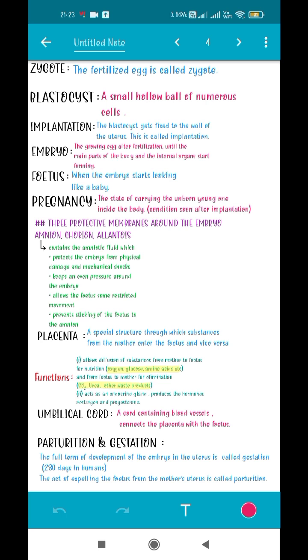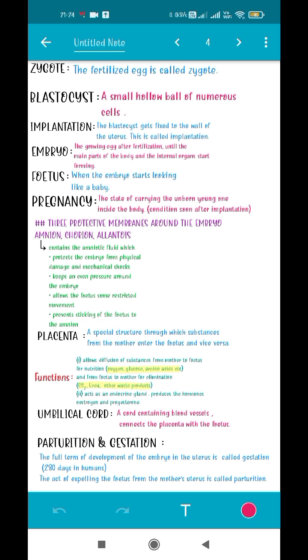Out of this, amnion we are going to learn in detail. So the amnion contains a fluid which is known as amniotic fluid, and obviously because a fluid is there, it will protect the baby from mechanical injuries and shocks. Also it keeps an even pressure around the embryo so that the embryo does not face any extra pressure from any direction. It also allows the fetus to move inside the uterus. And also, the fetus does not stick to the uterus. It remains suspended in that watery liquid with the help of this amnion.